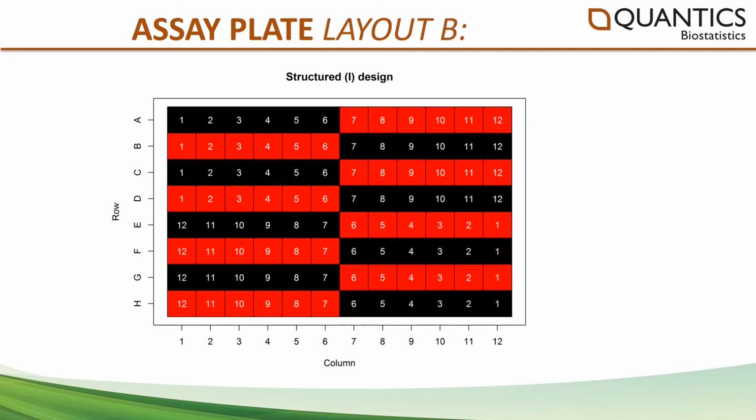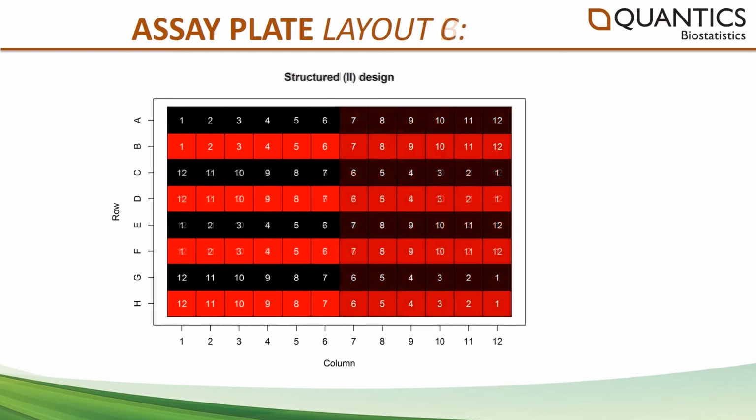This slide shows the second design that we've simulated, so we've called it the structured 1 design, and this aims to remove the bias from top to bottom and from left to right in the plate. So it takes reference and test alternately, but on the left hand side it starts with the reference, on the right hand side it starts with the test, which removes that bias from top to bottom across the plate. And then what we've also done is to reverse, in the bottom half, the order of the doses.